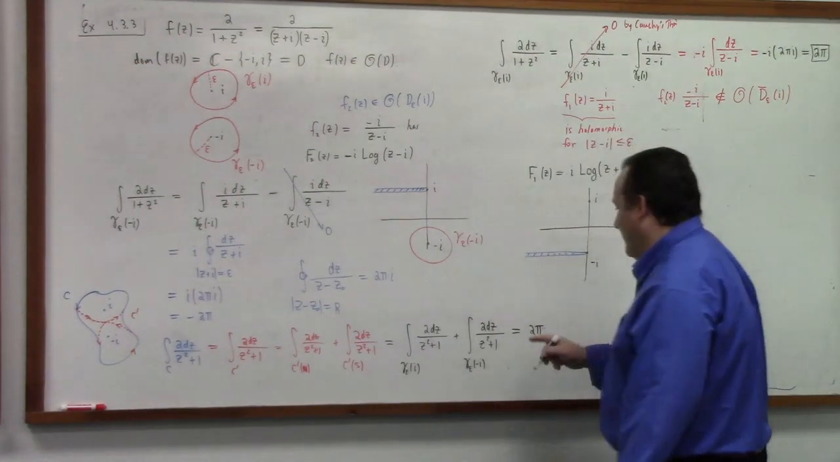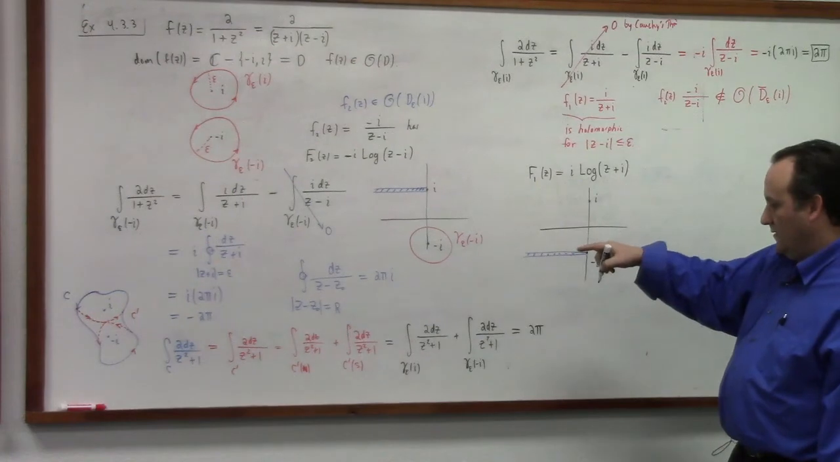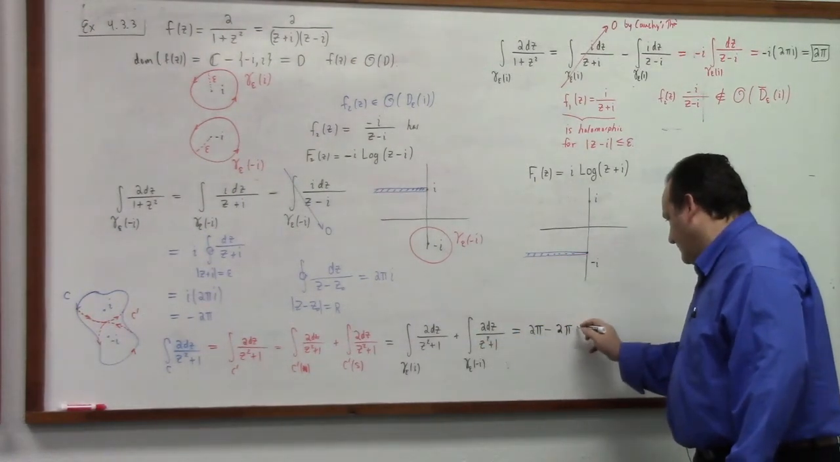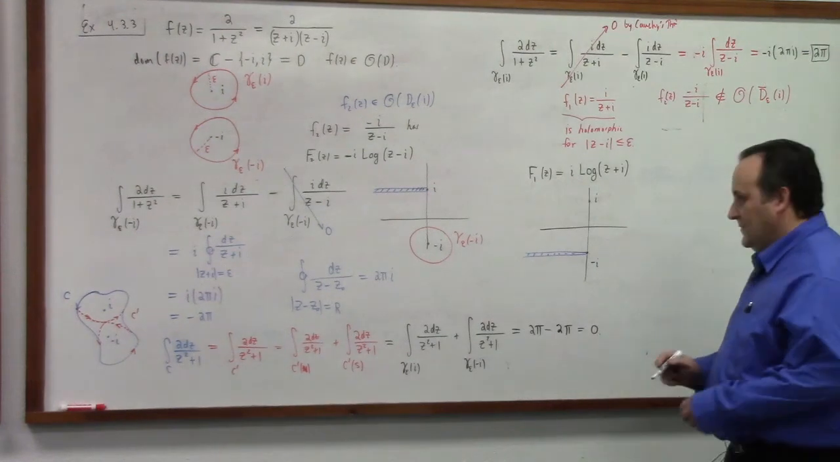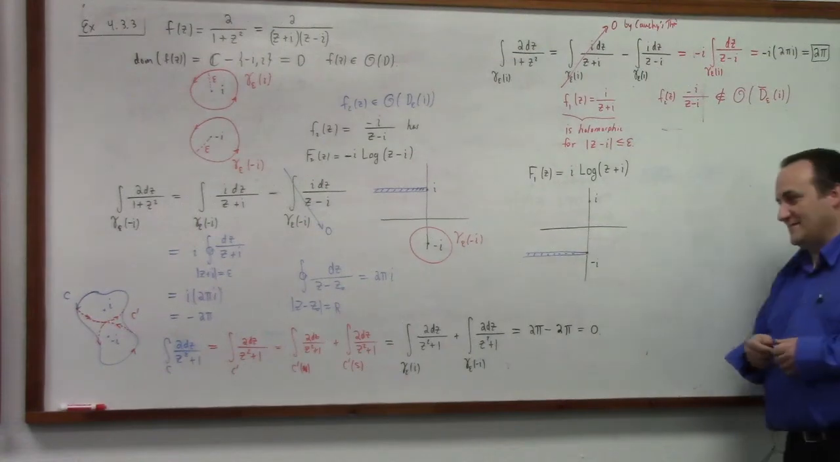Yeah, well, it's 2 pi. This one we worked out, 2 pi, the other one's minus 2 pi, which equals 0. Yeah, right. 0 is usually a good guess, right? But that guess was just hogwash if you don't know these things. I mean, it's a good guess, but yes.